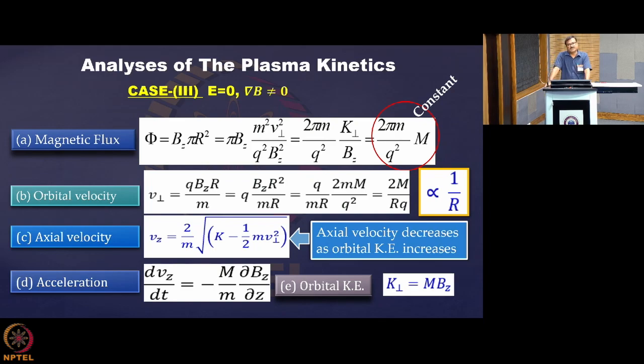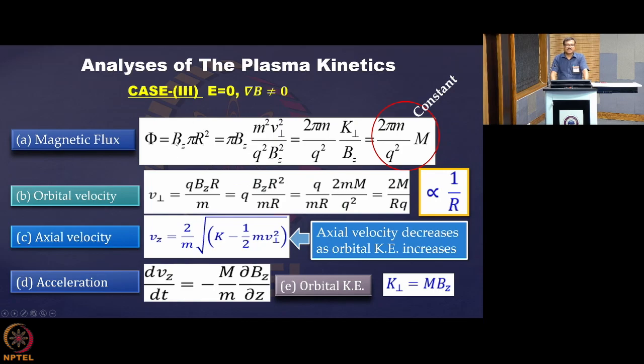So here what we are seeing is the orbital velocity. This is v perpendicular, and you know that it is q Bz r by m. It is very standard, and you have derived it so many times. Now what we are doing: q is here, Bz is here, then we put one r over here and m here, and m was already there, and another r here, to balance that. Now what we are getting here is q by m r into Bz into r square.